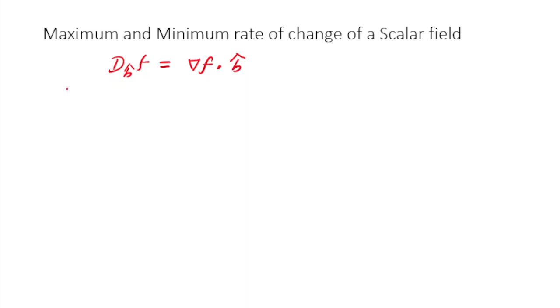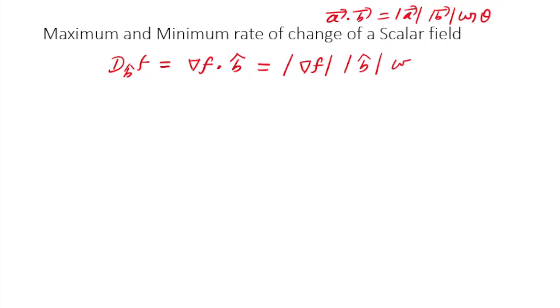This is how it was defined. Now you must have understood that if I have to find the dot product of two things, what is the formula to calculate the dot product? A dot b is what? We can write magnitude of a, magnitude of b, and then cos theta, right? So here also I can write magnitude of del f and magnitude of b cap into cos theta.